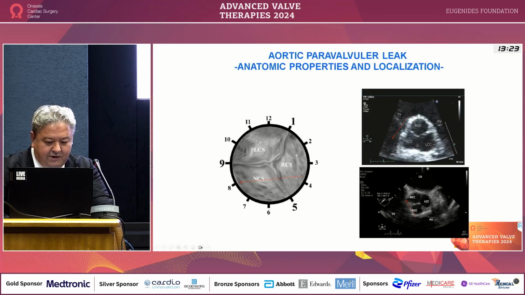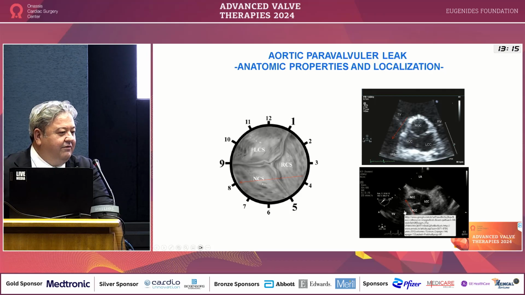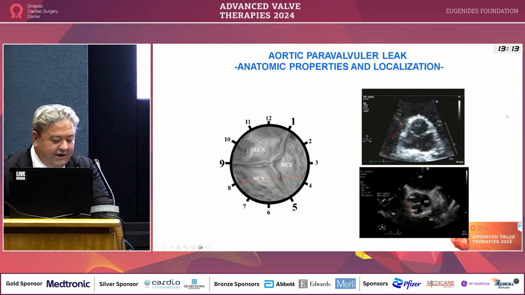So this area is very important, the right coronary to non-coronary cusp region, and this is the transthoracic and this is the transesophageal view. So we must be very careful to evaluate, although it's a simple mistake, which is the transesophageal echocardiographic image and which is the transthoracic image. The right coronary cusp is superior on the transthoracic, but inferior on the transesophageal echocardiographic image.